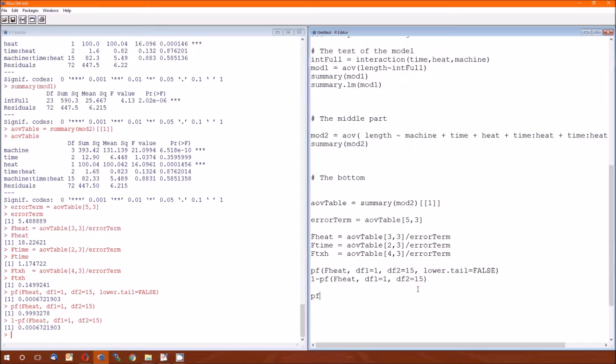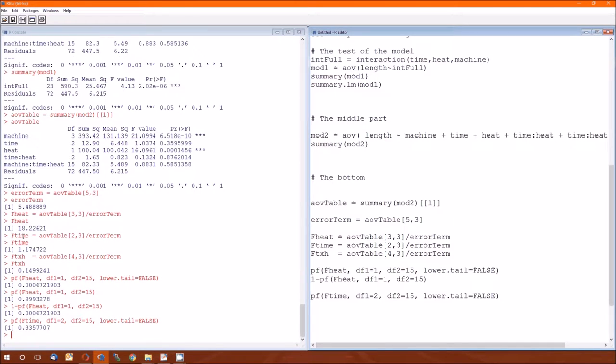So the p-value for the F of time, DF1 is equal to, let's see, time has 2 degrees of freedom. DF2 is still 15. So there's our p-value of 0.3357707. Rounded to 4 places, it's 0.3358.